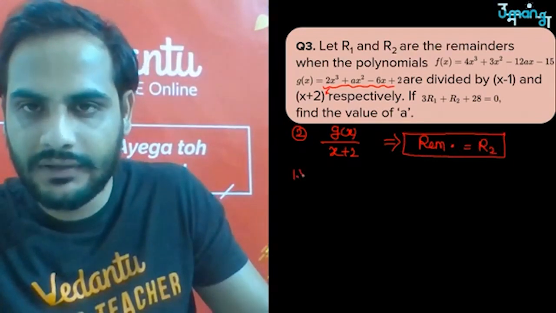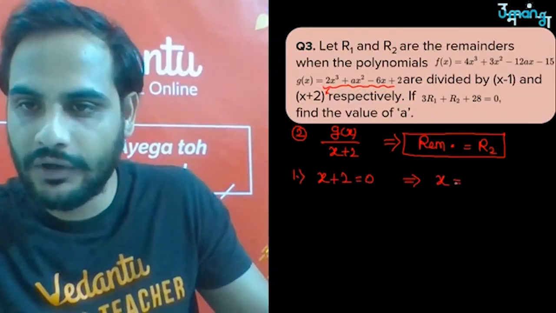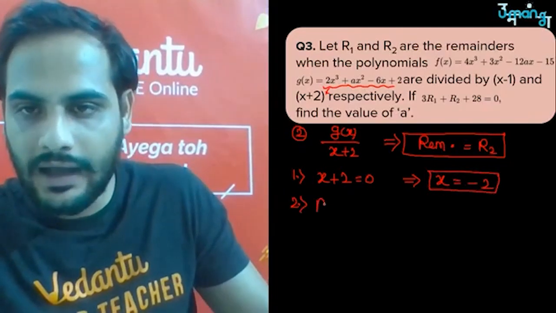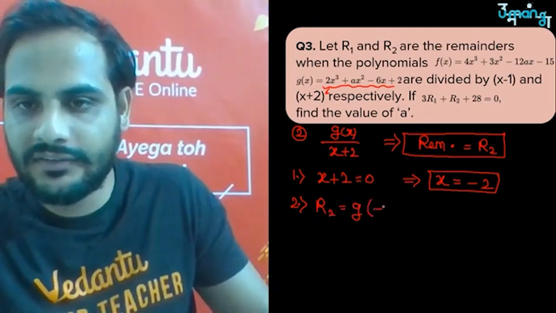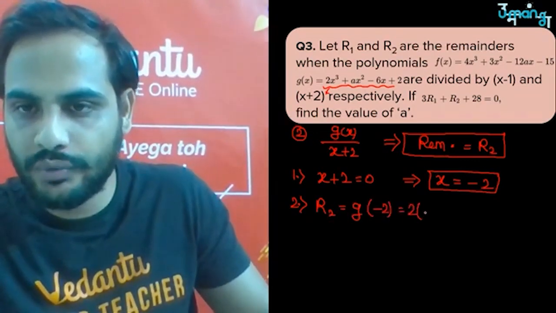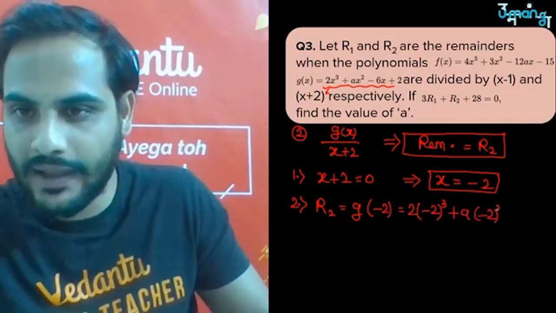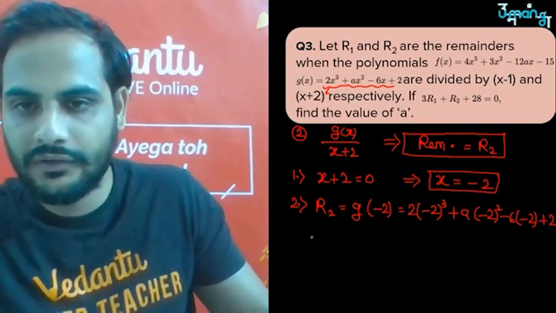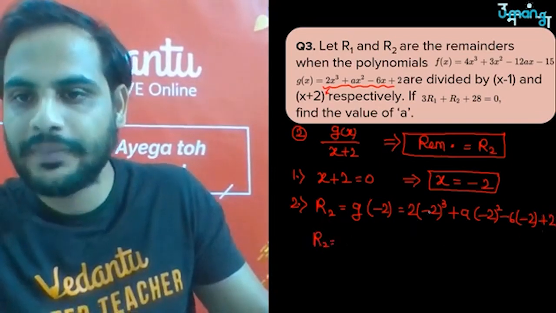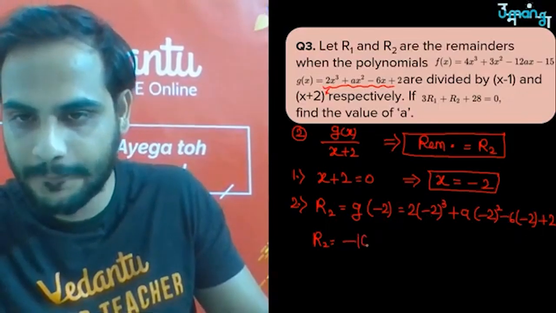So what is your step 1? Make x plus 2 equal to 0. You will get x is equal to minus 2. And step 2, the remainder R2 will be equal to the value of this polynomial g(x) at x is equal to minus 2. That is 2 into minus 2 cube plus a into minus 2 square minus 6 into minus 2 plus 2. So your R2 will be equal to minus 2 cube is minus 8, into 2 is minus 16.